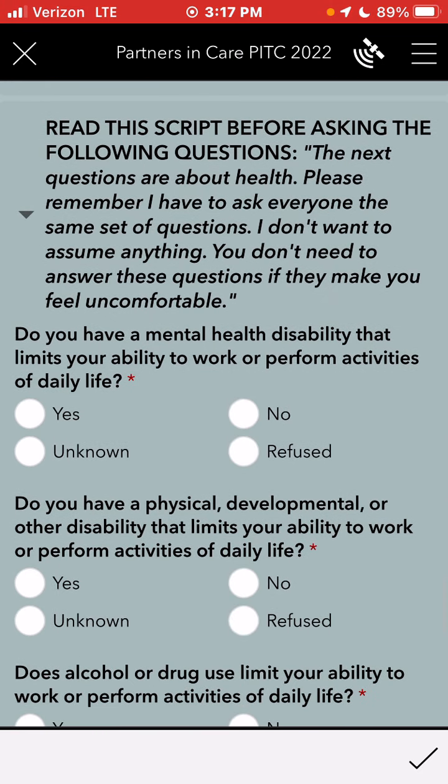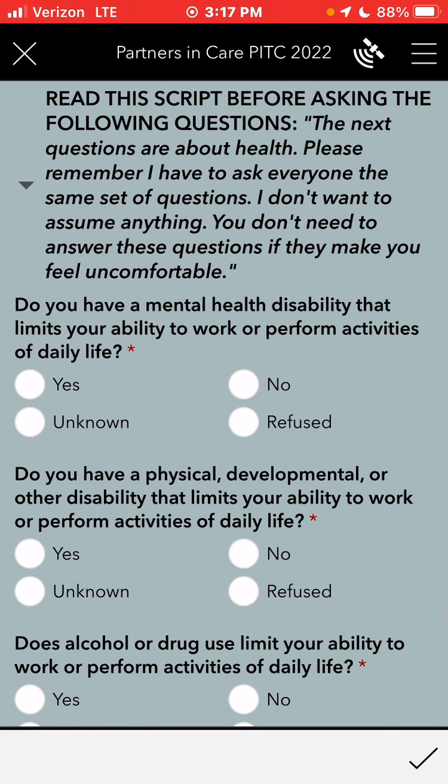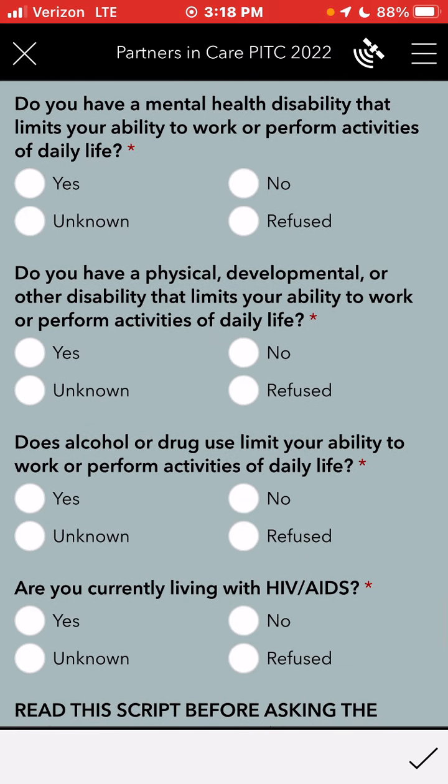Moving on, we have another script that we want to read. It reads, the next questions are about health. Please remember, I have to ask everyone the same set of questions. I don't want to assume anything. You don't need to answer these questions if they make you feel uncomfortable. The first question reads, do you have a mental health disability that limits your ability to work or perform activities of daily life? Yes, no, I don't know, or refused.